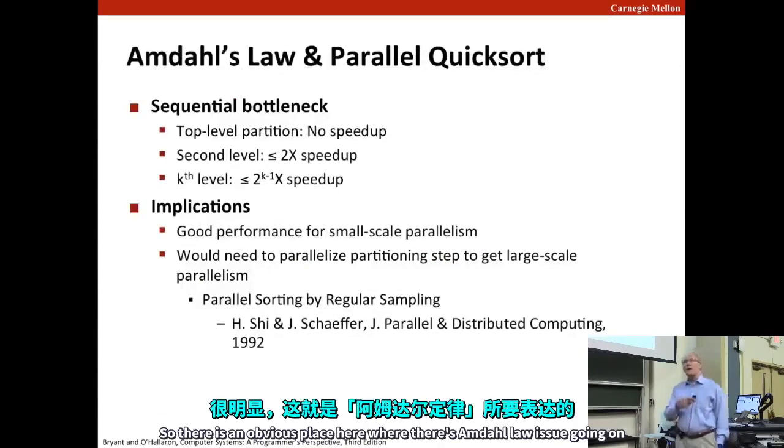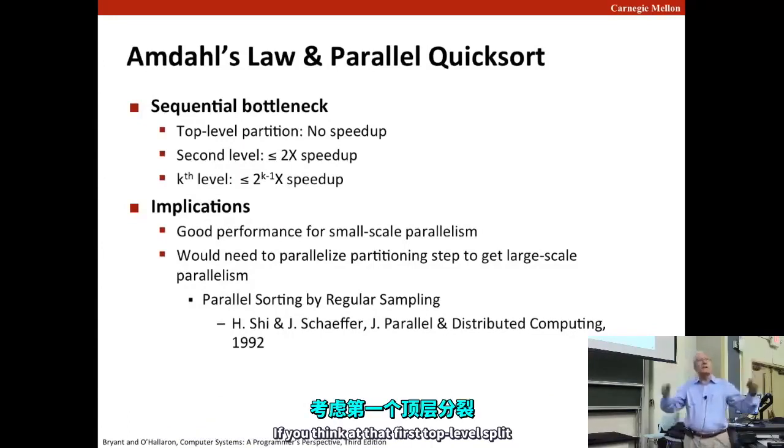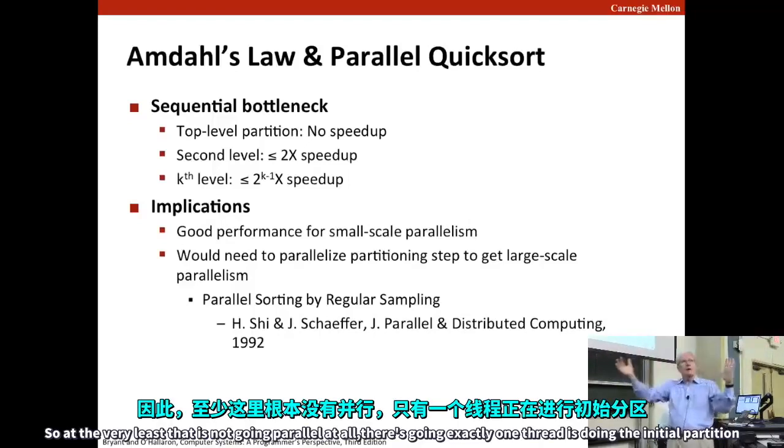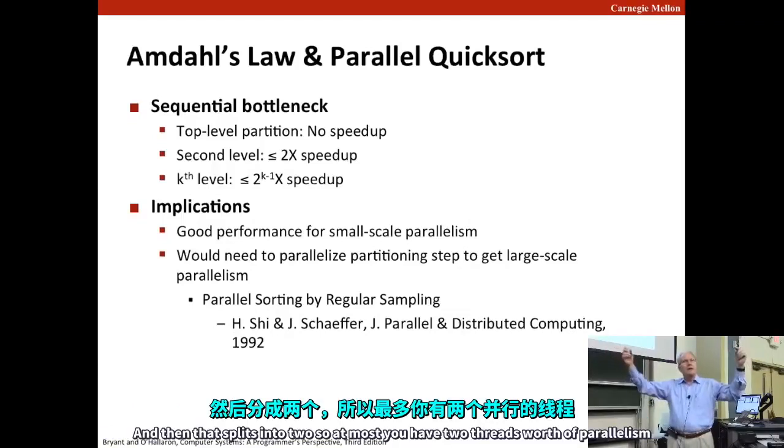So there is an obvious place here where there's an Amdahl's law issue going on. If you think of that first top-level split, the first call to partition is being done over the entire array by a sequential process, right? And so at the very least, that is not going parallel at all. Exactly one thread is doing the initial partition. And then that splits into 2. So at most, you have 2 threads worth of parallelism.